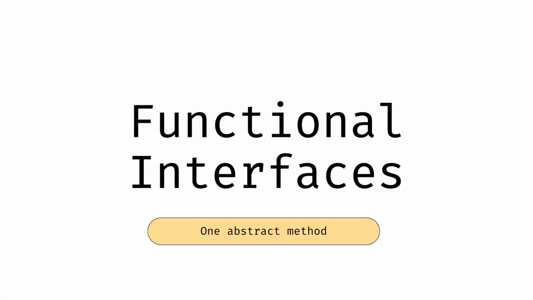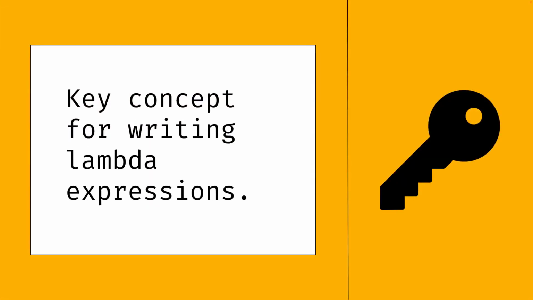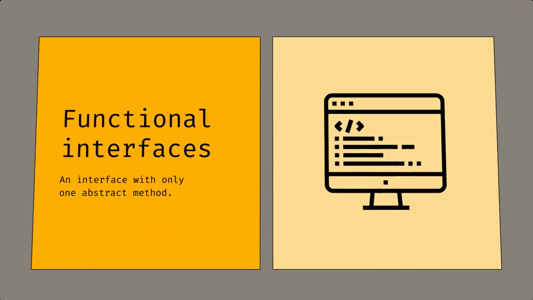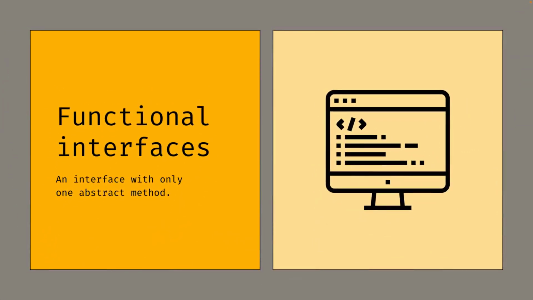In order to write lambda expressions, we'll first need a functional interface. This is actually quite an easy concept, but it's a key concept for working with lambda expressions. So, what are functional interfaces?